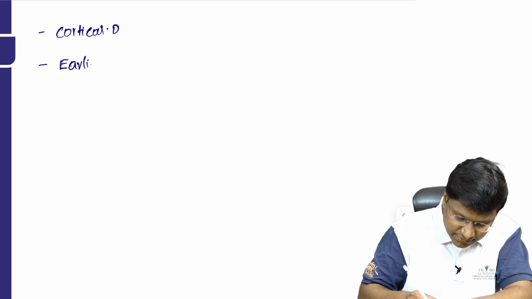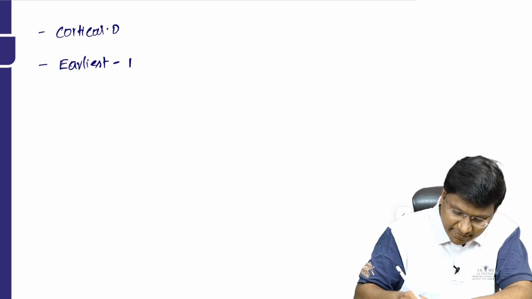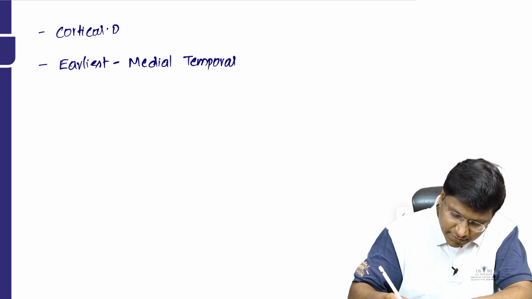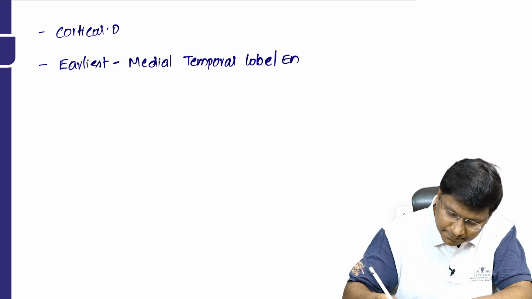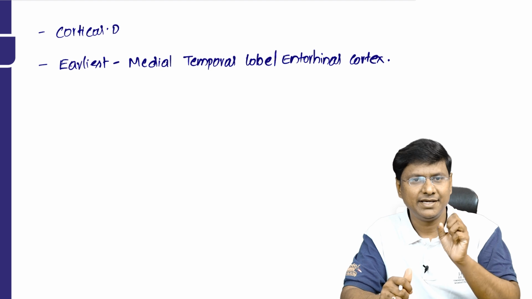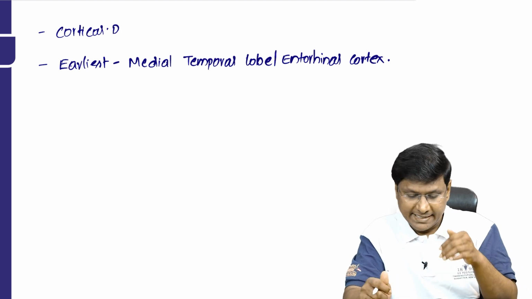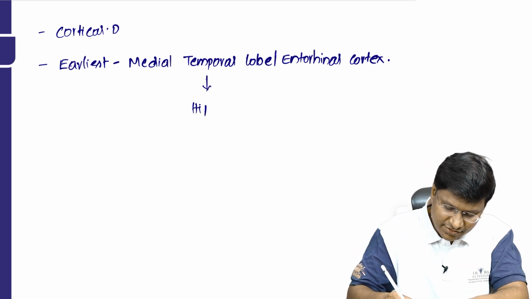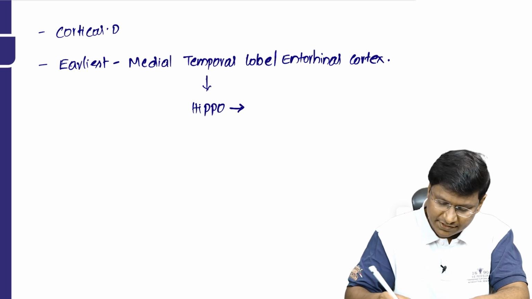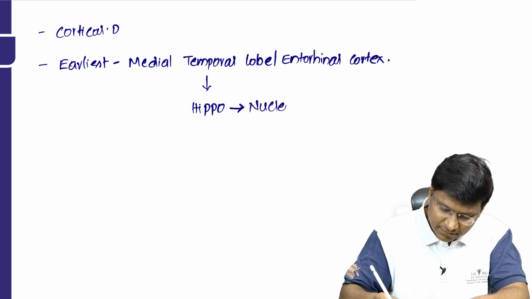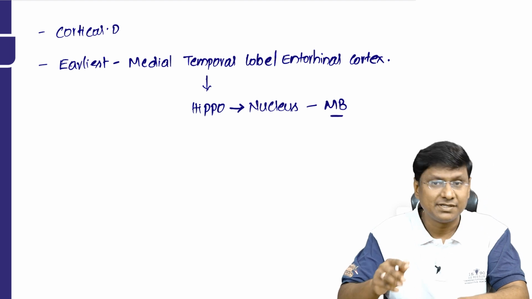So the earliest abnormality is over the medial temporal lobe or the entorhinal cortex. This is the place where you have the damage early in case of Alzheimer's disease. Now, in the temporal lobe, the structure which gets affected is the hippocampus, and within this you have an important nucleus, that is the nucleus basalis of Meynert. It is the nucleus basalis of Meynert that is affected first.